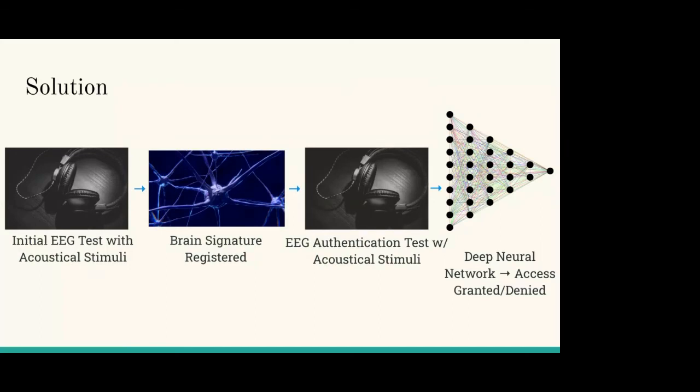And then the solution for brain biometrics is basically a 4-step process. First, you have the initial EEG test with acoustical stimuli. And then from that, your brain signature is registered. And basically, when you're trying to re-authenticate, you just use the same stimulus and you measure the same brain pattern. And then behind the scenes, there are some deep neural networks going on, and they're going to either grant or deny you access to the system.